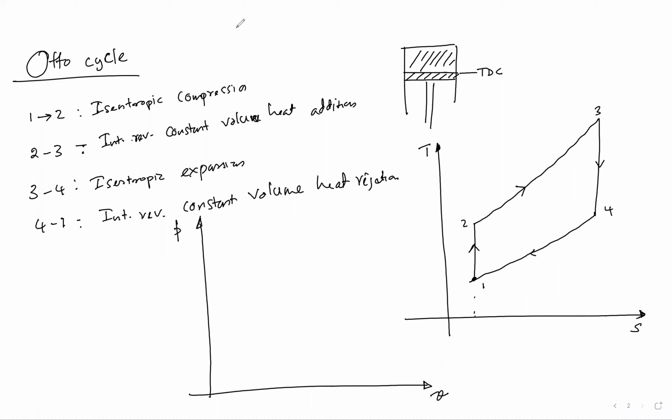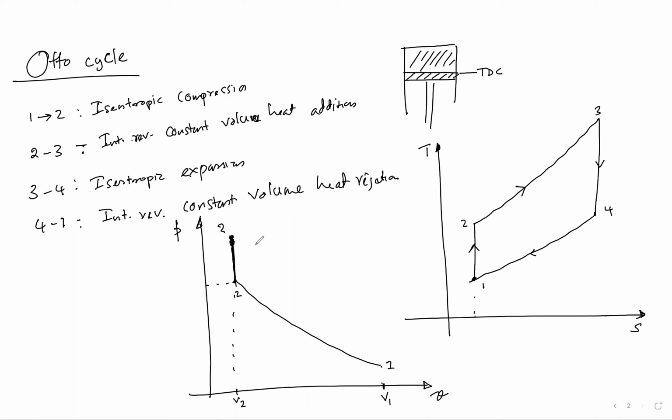So you have the compression process. In the compression process, this is the maximum volume, that's called V1, and this is V2, right? In the compression process, the volume reduces and pressure increases. That's your P2. This is 1 to 2. And then you have a constant volume heat addition. When heat is added, pressure also increases. Volume remains constant.